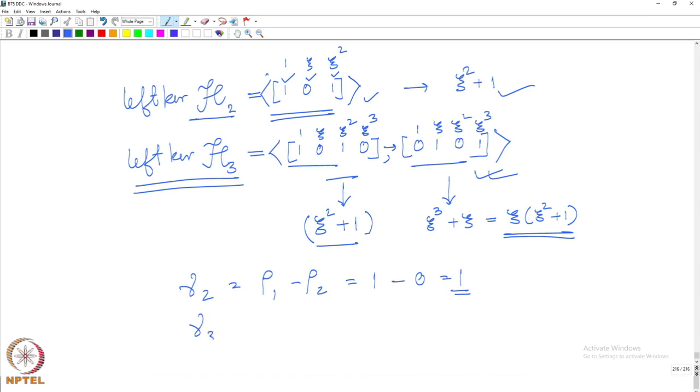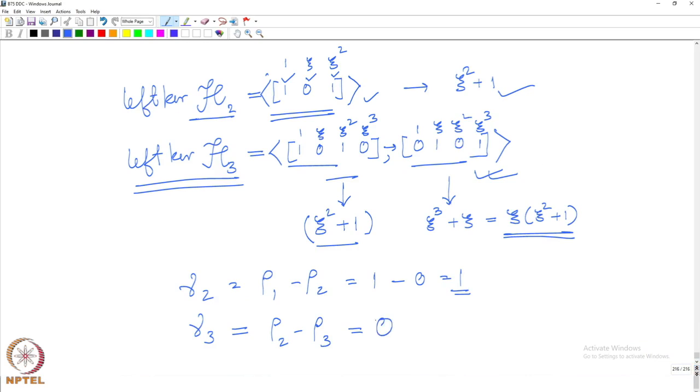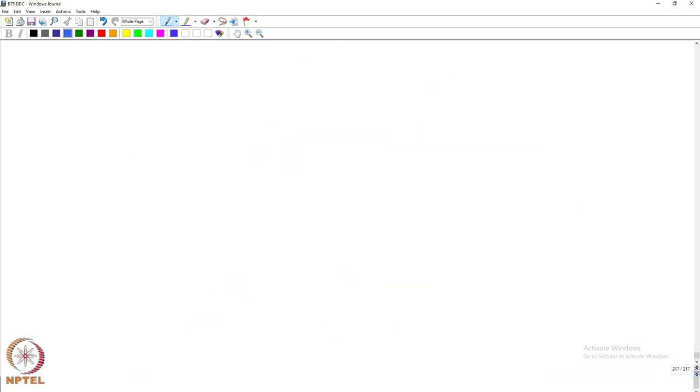What is gamma 3? That is the number of new independent 3rd order equations, that is rho 2 minus rho 3. Rho 2 is 0, and rho 3 is also 0. So this is 0. So I do not expect any new 3rd order equation, and that is what is happening here. Therefore, I can now stop and say that I have found what N2 is.